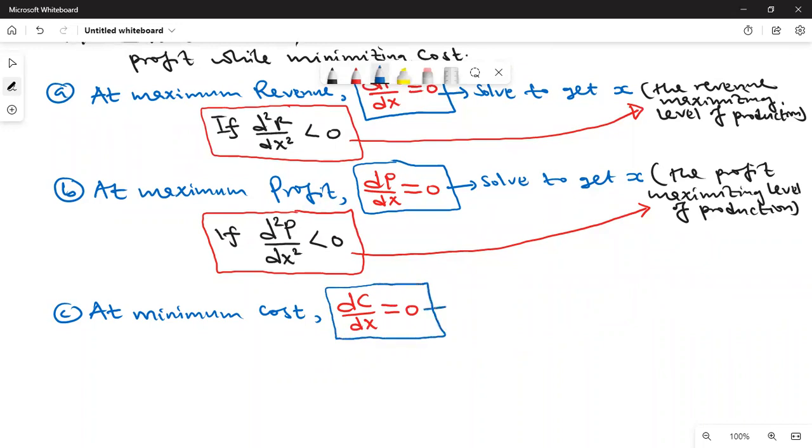So you need to solve this equation to get the value of x, which is the cost minimizing level of production.